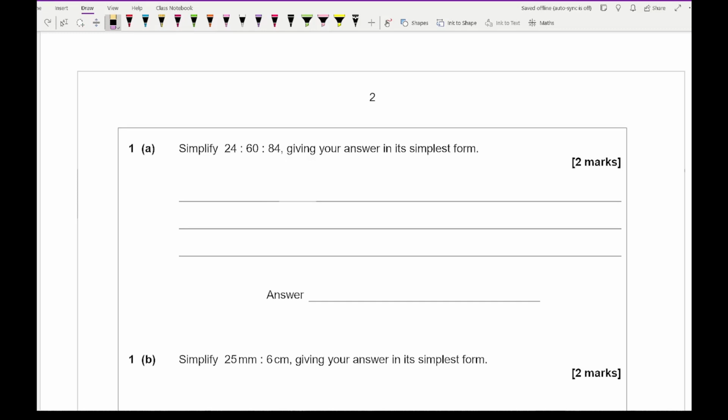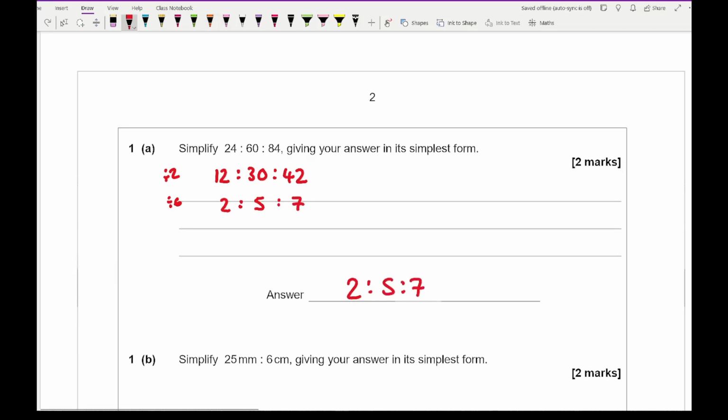So looking at question 1, it says simplify 24 to 60 to 84, giving your answer in its simplest form. So here I notice that all the numbers are even, so we can divide all the numbers by 2. So then that becomes 12 to 30 to 42. And then I notice that all the numbers are even again, so I can divide by 2 again. But if I think a bit bigger, I can see that all of them are multiples of 6. So divide all the numbers by 6. Then I'm going to get 2 to 5 to 7. So the answer then is 2 to 5 to 7.